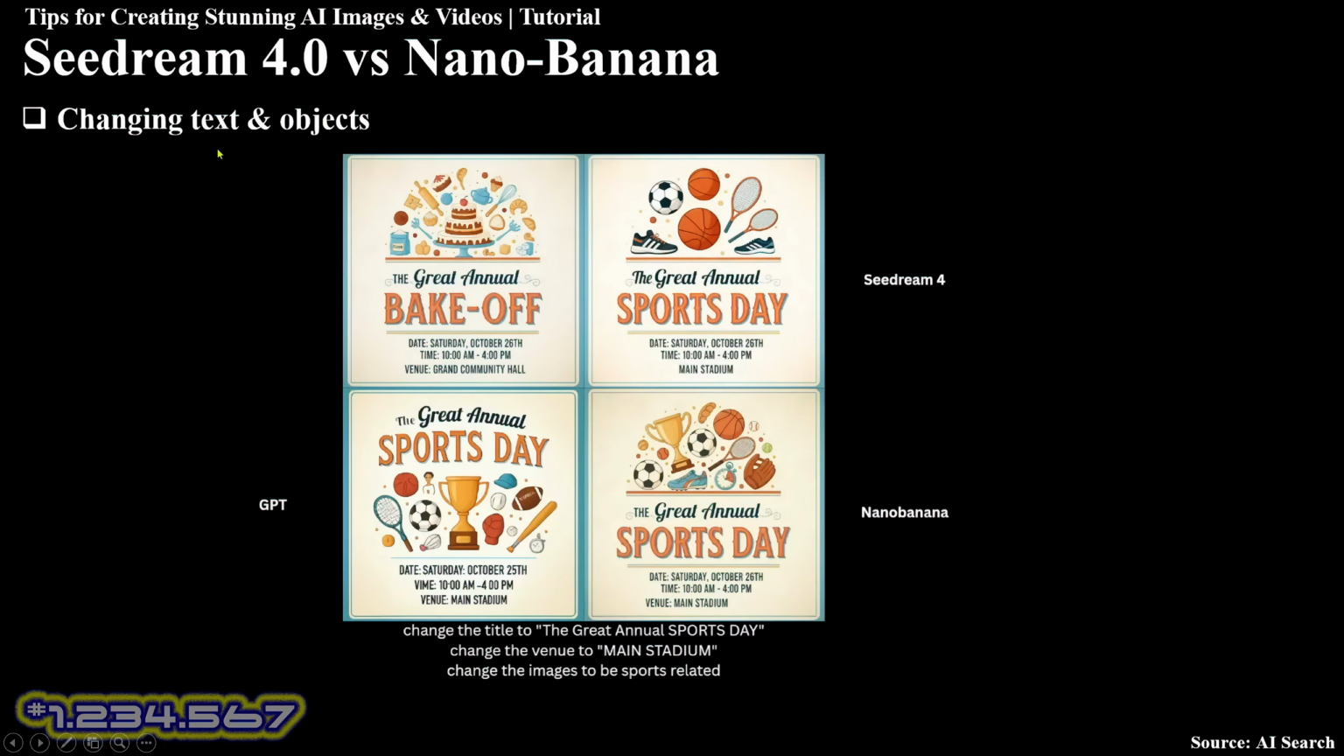This example is showing you the other thing here when you change the title. Great another sport day, change to main stadium, change the image to be sport related. So from the party bake off, now we have a sport day with the date, time, and venue. We can see that the change totally keeps the same font, and also the daytime, and somehow the venue does not appear, but it's still alright.